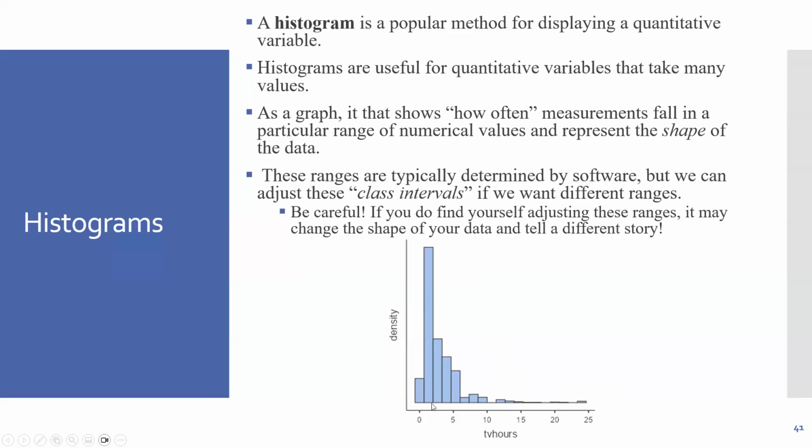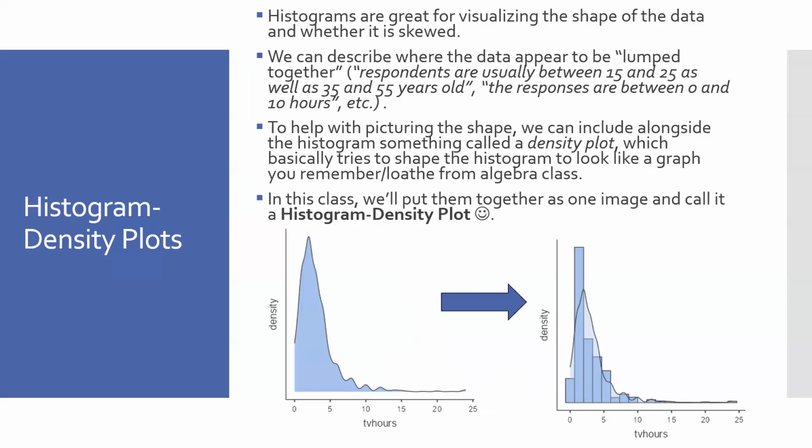This data is dictated by the class intervals a little bit. If I were to change these intervals, it might change the shape of the histogram, change the shape of the data, tell us a very different story. Histograms are great for visualizing the shape of data and whether it's skewed. We describe where the data appears to be lumped together, responses between 15 and 25, as well as 35 and 55 years old. Or we could have responses between 10 hours and 0 hours. And while this is okay, it's not difficult to see how these things are lumped together.